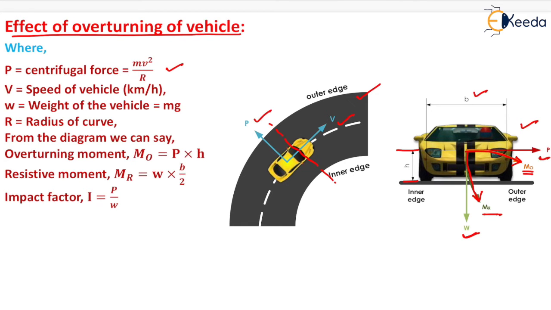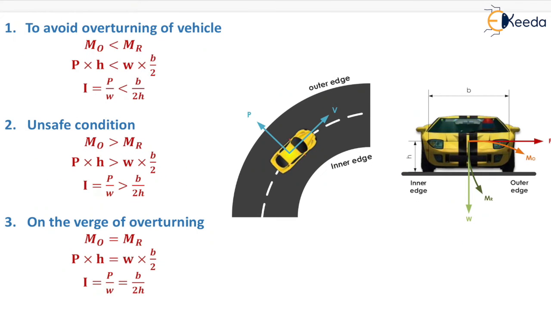Now the value of M naught will be equal to force into perpendicular distance, that is P into h, which is shown here, and the value of resisting moment will be equal to force into perpendicular distance, that is W into b by 2, which is shown here. Now impact factor I will be the ratio of centrifugal force P to the weight of the vehicle, that is W. Now to avoid overturning of vehicle, the resisting moment should be greater than the overturning moment. So we write MR should be greater than M naught.